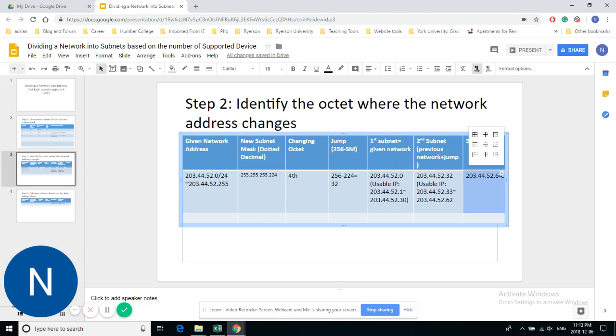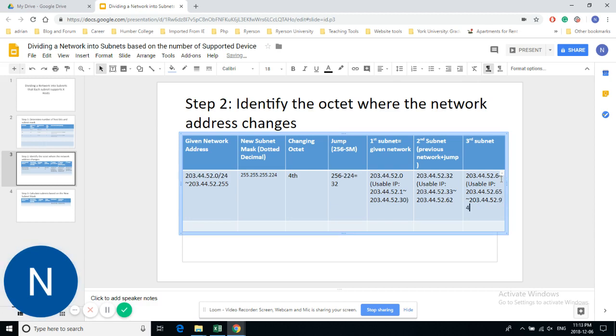Okay, so how about the usable IP address range of this third subnet? Again, the IP range starts from one address more, 203.44.52.65, and goes to two addresses less than the next subnet address. What is the next subnet address? 64 plus 32 gives you 96. So 96 minus 2 is 94. All right, so 203.44.52.94. That's the last usable IP address.